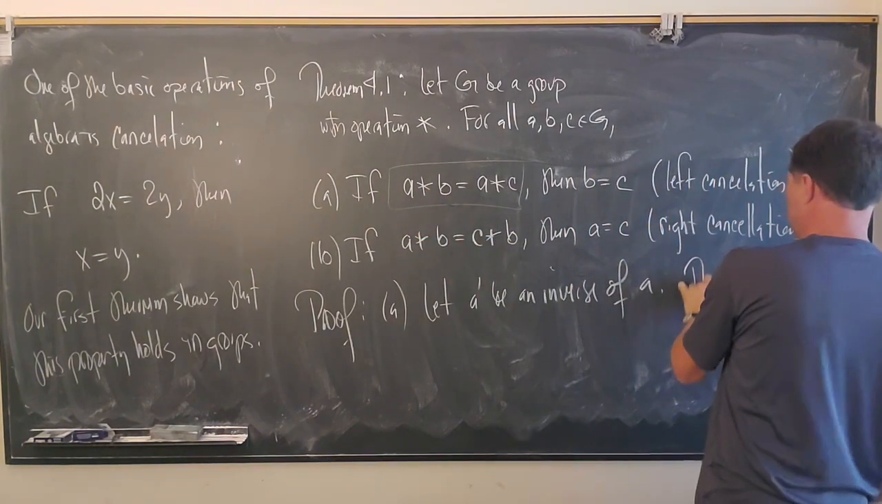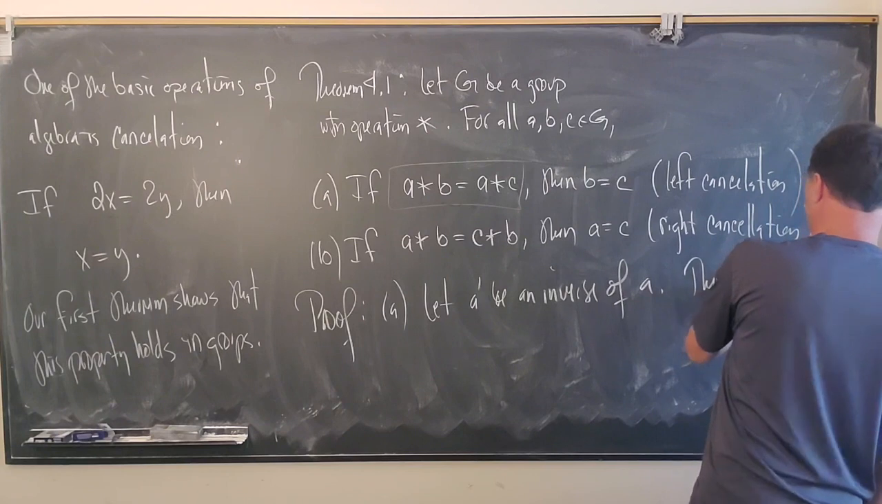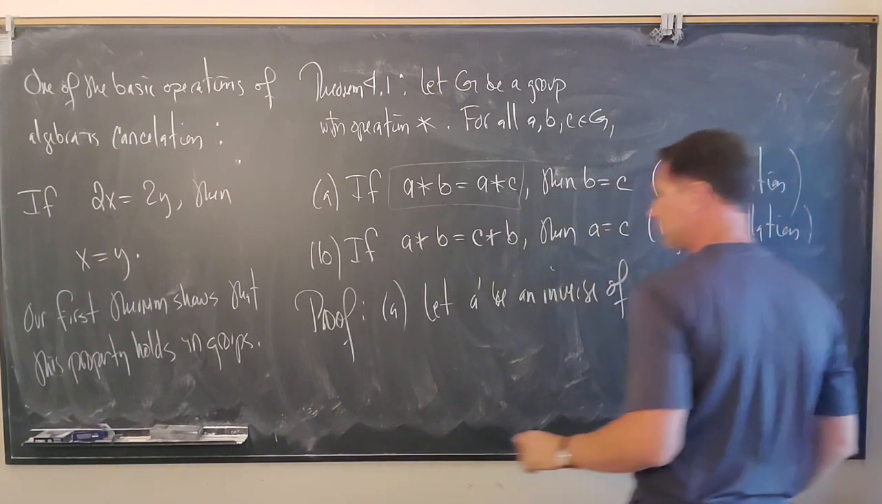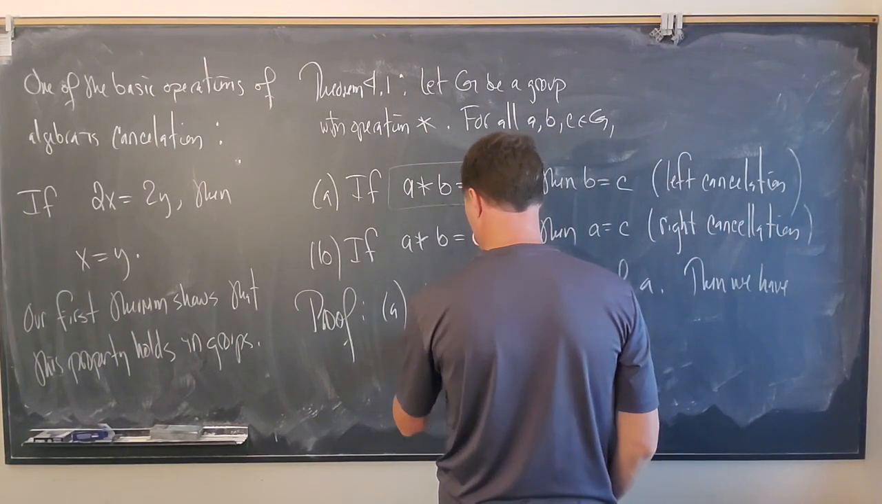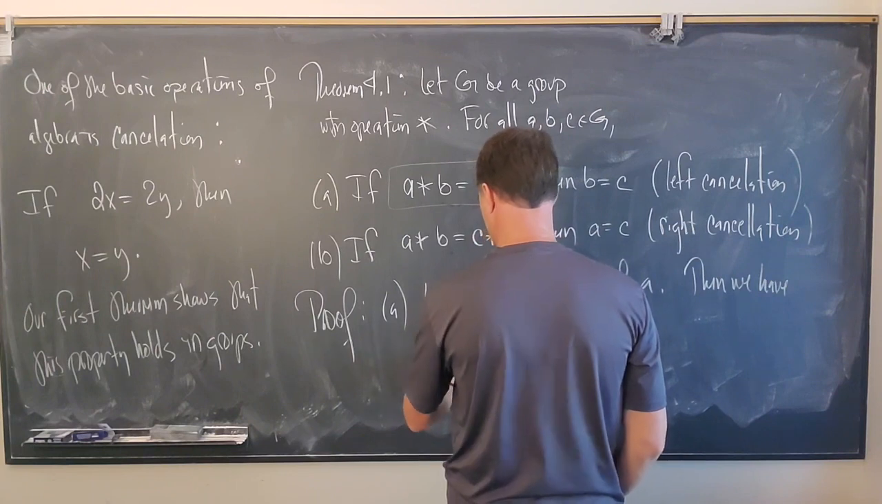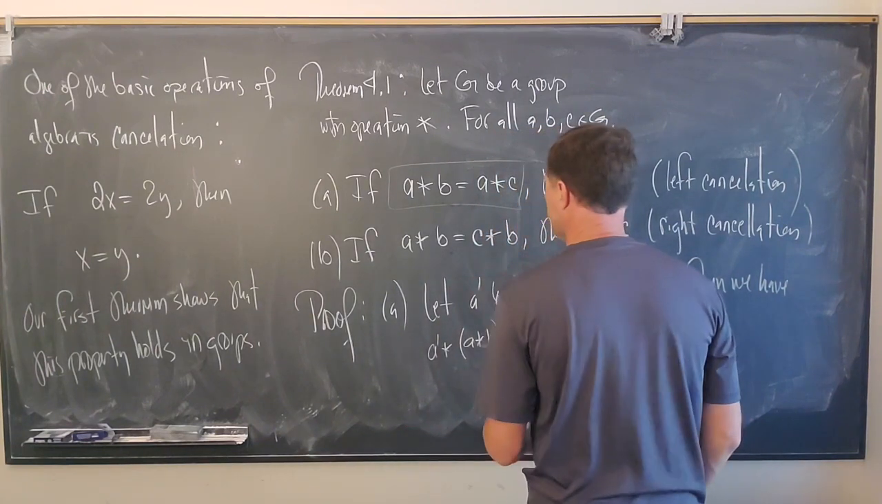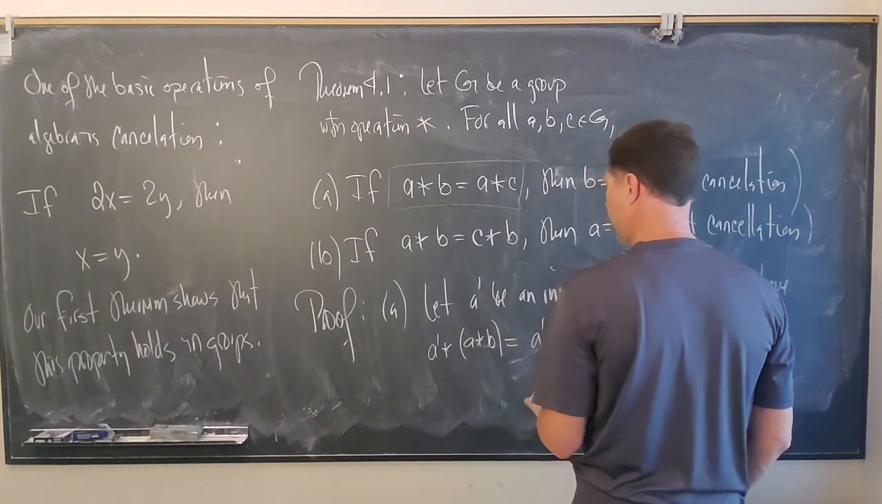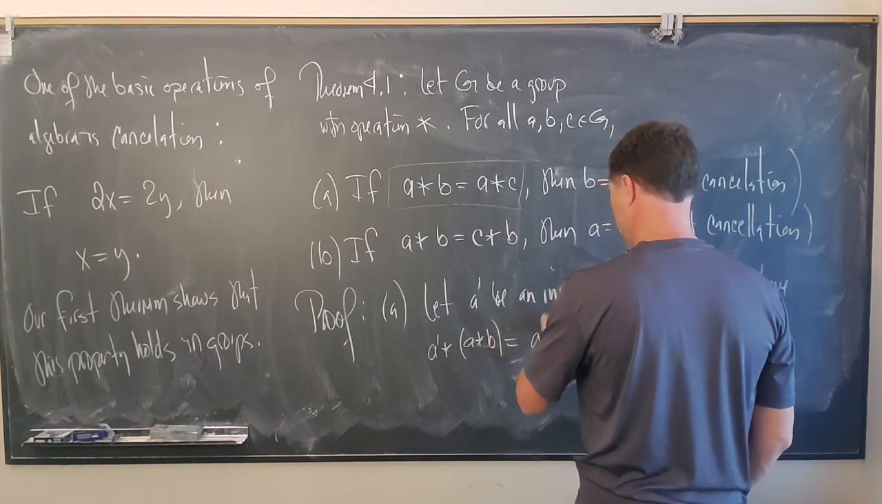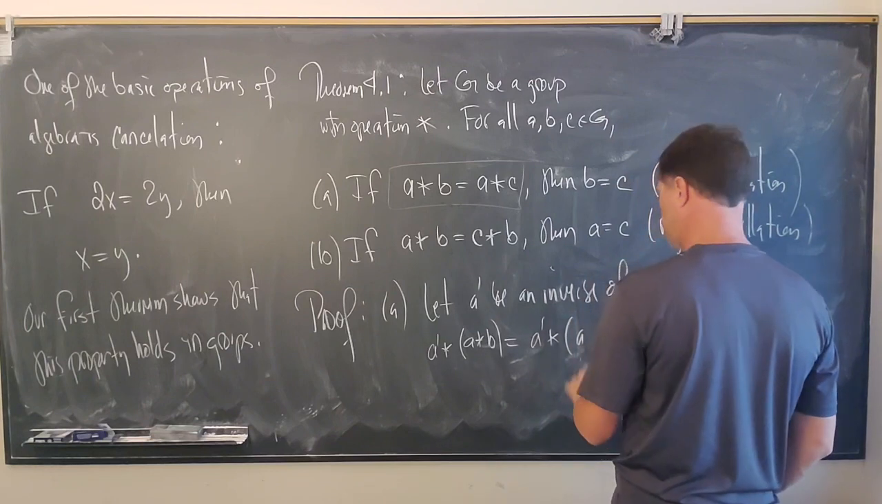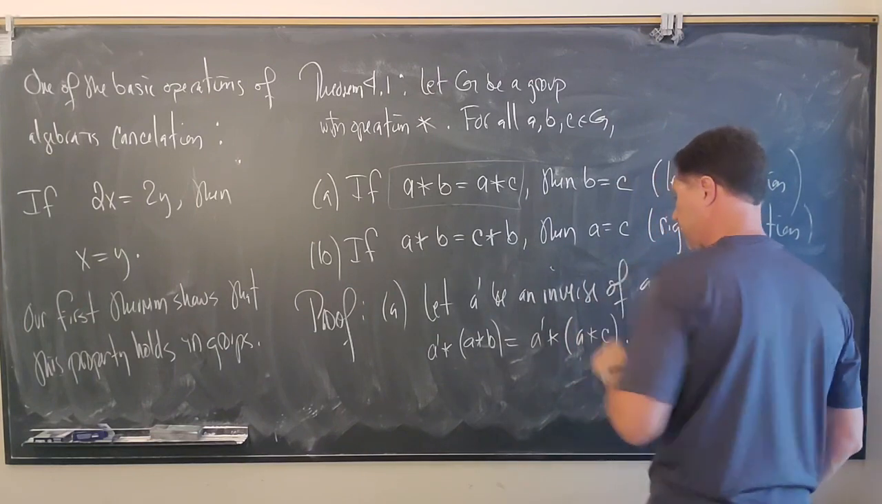So we can say then we have A prime star A star B equals A prime star A star C.